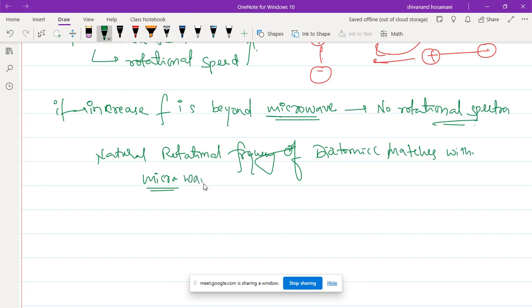If it matches the microwave frequency, then it will show pure rotation spectra. We call it pure rotational spectra. Okay, and here, how do we study this? How to study about this one?